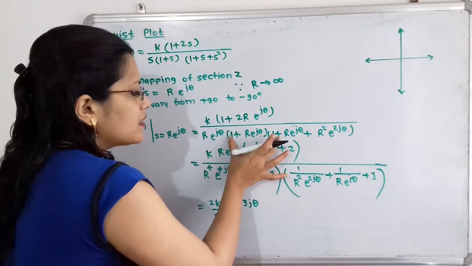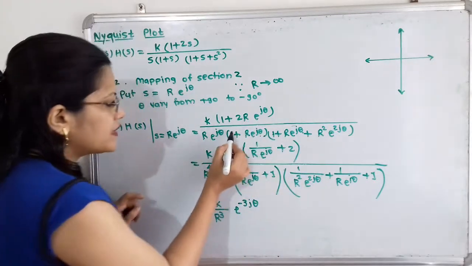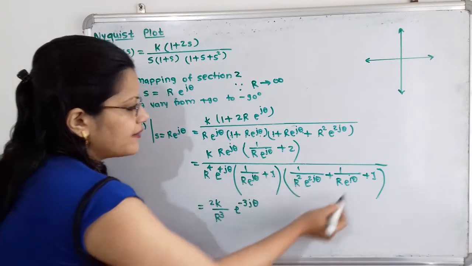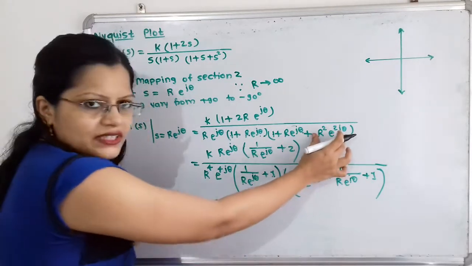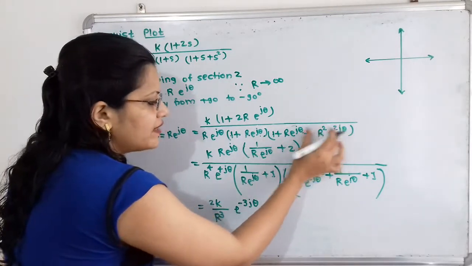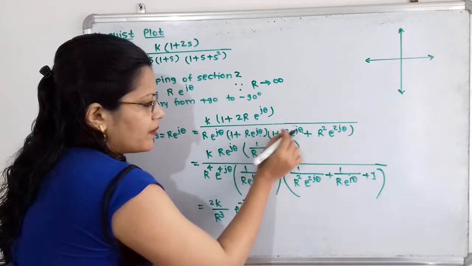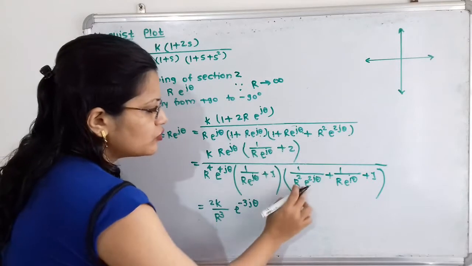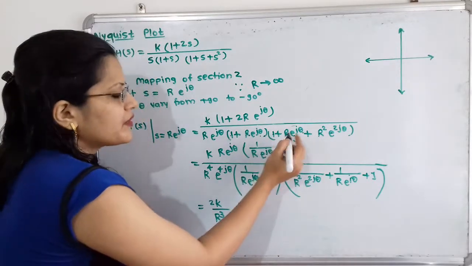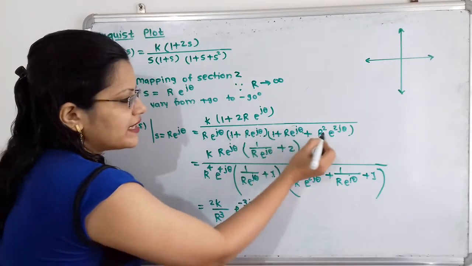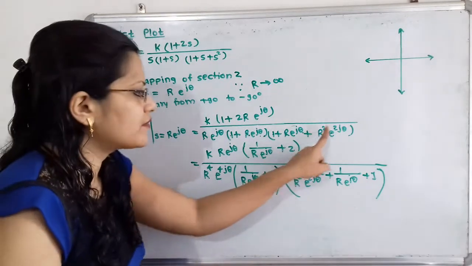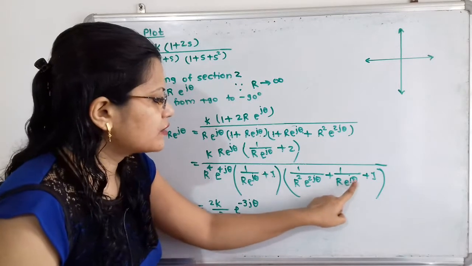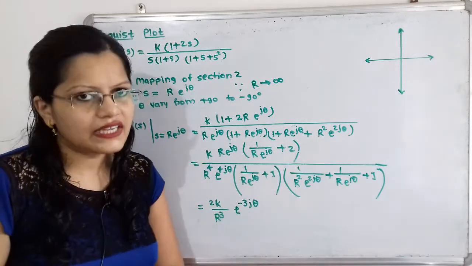So what about these two brackets? Here 1 divided by R e raised to j theta plus 1, and from the second bracket we have taken this as a common term. So we have to divide this term with all the elements. So 1 divided by R square e raised to 2j theta plus, now here R e raised to j theta, and R square divided by R square e raised to 2j theta. So it will become 1 divided by R e raised to j theta, because one power is getting cancelled.